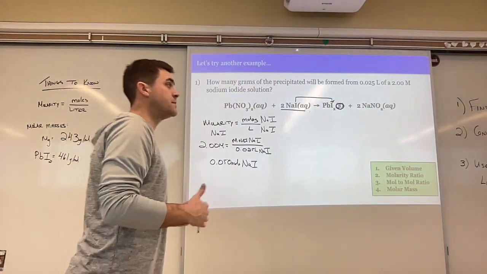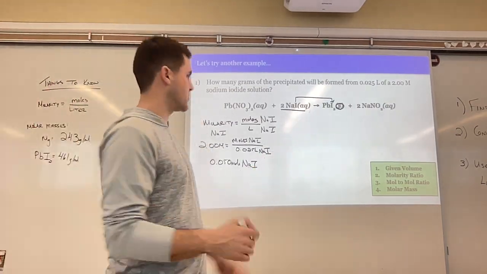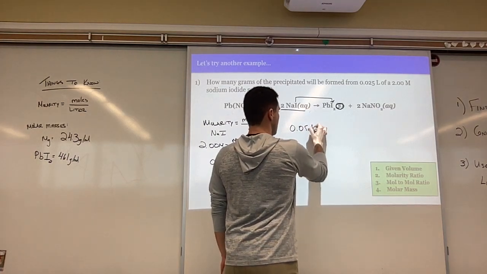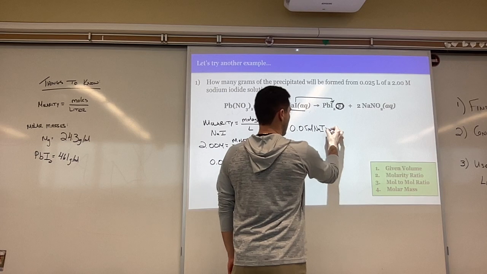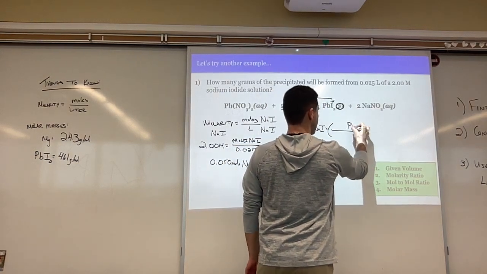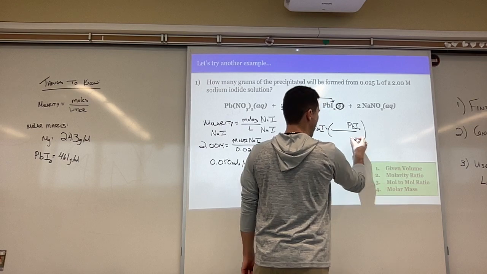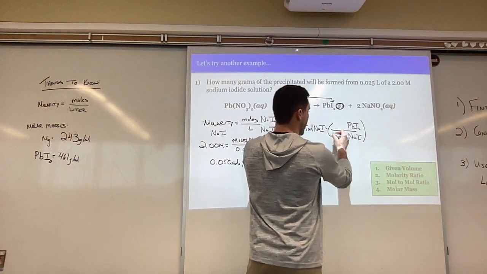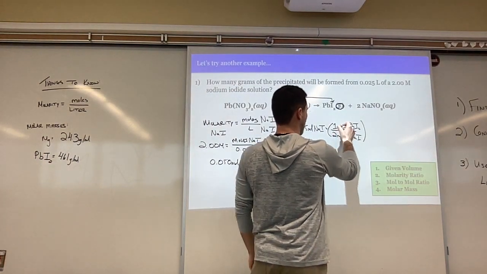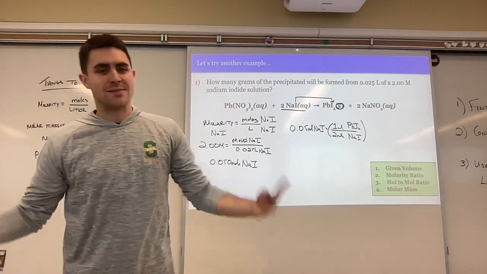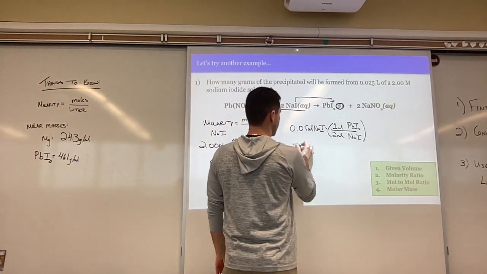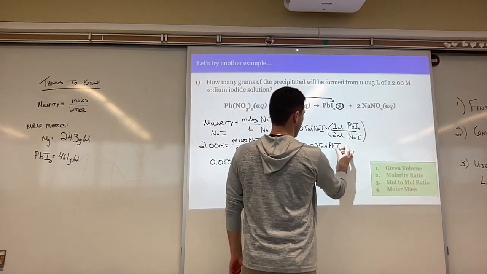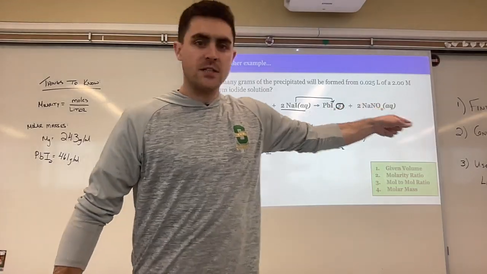Step 2 is convert using the mole to mole ratio in the balanced equation. So I've got 0.05 moles of NaI. I want to convert over into PbI2 because that's what the question's asking me, how much precipitate forms. What's my ratio? There are 2 moles of NaI for every 1 mole of PbI2. I do my math, and I find that this is equal to 0.025 moles of PbI2. Step 2, done.